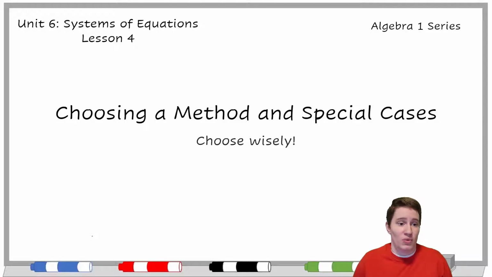This is for Algebra 1. We're still talking about systems of equations, but in this lesson we're going to talk about how do we choose a method whenever we get to choose, and also we're going to talk about the special cases that can happen.